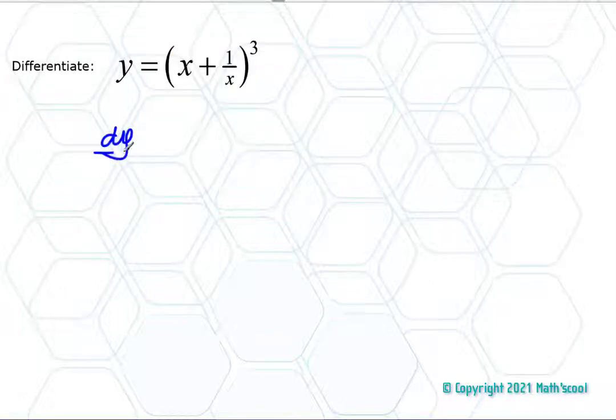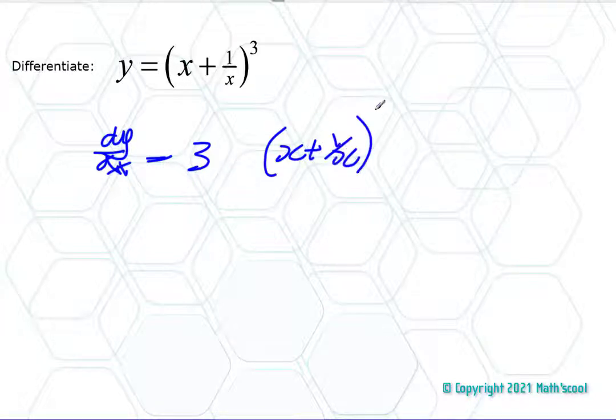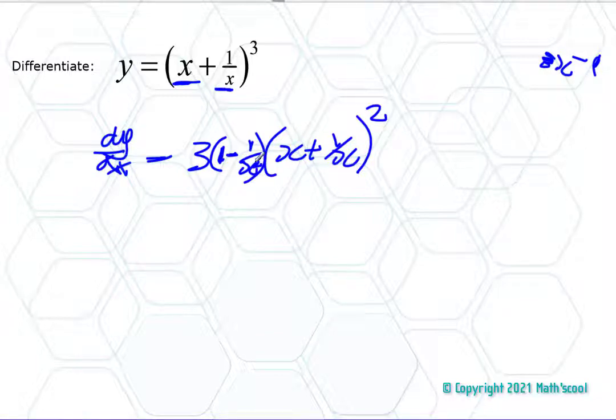Okay, so dy by dx is going to be 3x plus 1 over x to the power 2. And I need to multiply by the differential of the brackets. Differential of the x is going to be 1. Differential of 1 over x, well remember that's x to the minus 1. When you differentiate it, it gives you minus x to the minus 2, minus 1 over x squared. There's my answer.